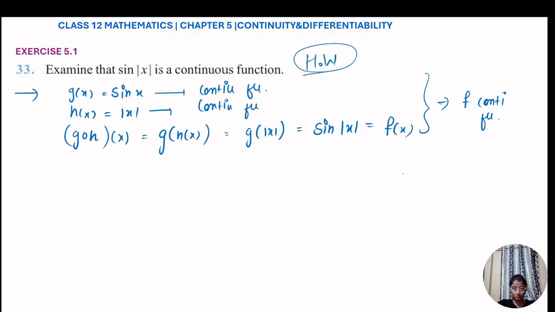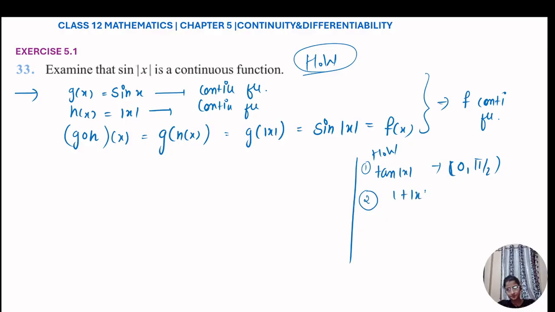If you want some extra questions from my side, I can give you also. Think for tan of mod x in the domain open interval 0 to pi by 2. And another is 1 plus mod x. You can think about it on your own, and you can change this question. Whenever you have not specified any domain, you should consider the domain of the function.